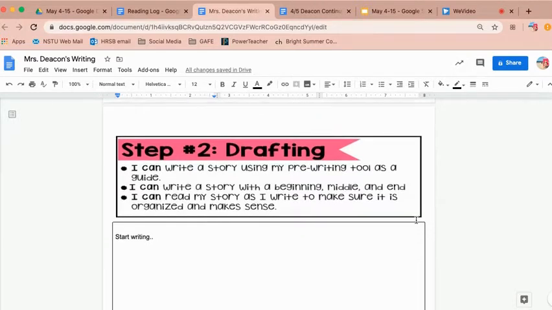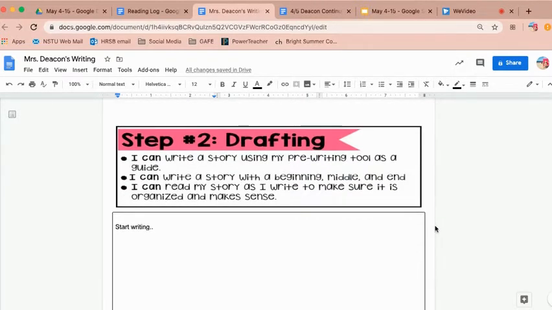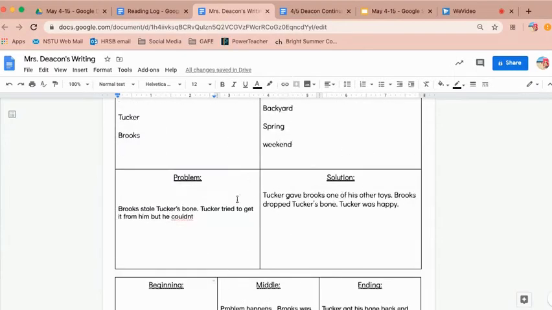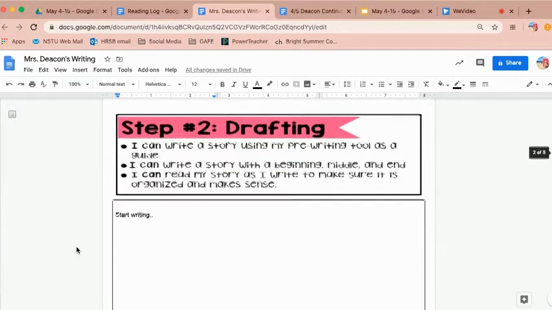Step 2 of the writing process is drafting. Drafting is kind of when we're physically writing this story. So our learning targets when we're drafting are, I can write a story using my pre-writing tool as a guide, meaning I can write a story using my organizer or my planner as a guide for my story. I can write a story with a beginning, middle, and end. And I can read my story as I write to make sure it's organized and makes sense.